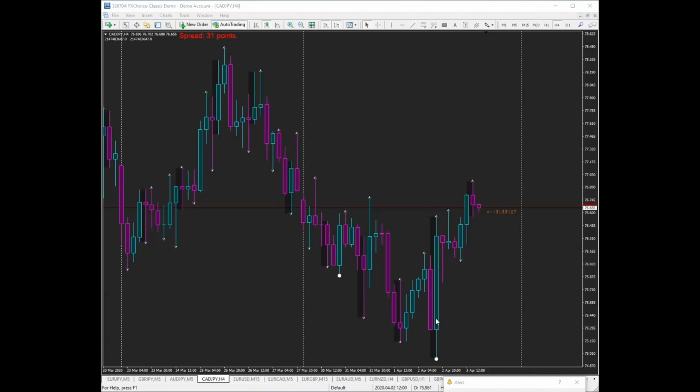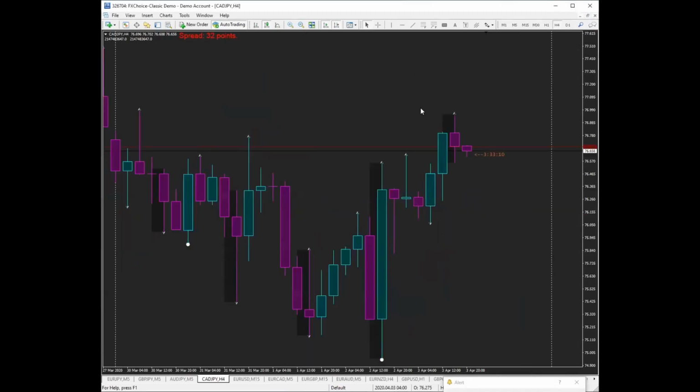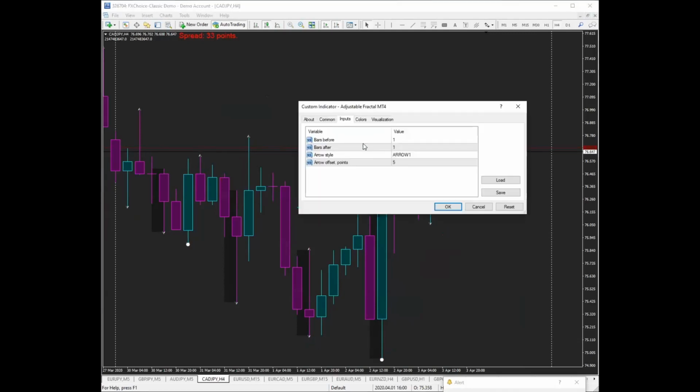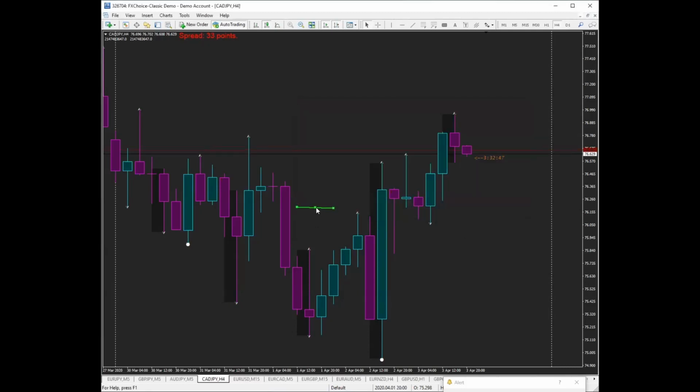I start on 4 hours, and I look for a fractal breakdown in 4 hours. What I mean by that is I look for a 1, 2, 3 pattern. FYI, if you guys want this indicator right here, it's free in the MT4 marketplace. It's called adjustable fractal, and you can set 1 and 1, because the one that comes with MT4 is 2 and 2 on both sides, but we need a 1 and 1.